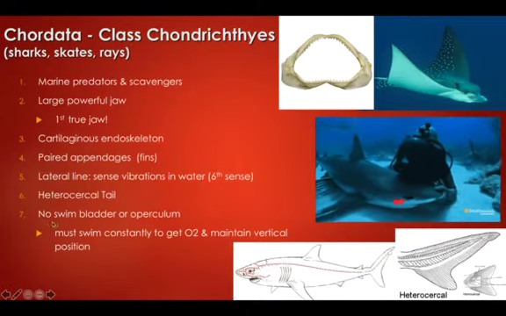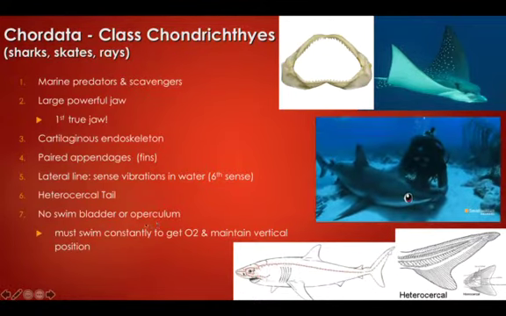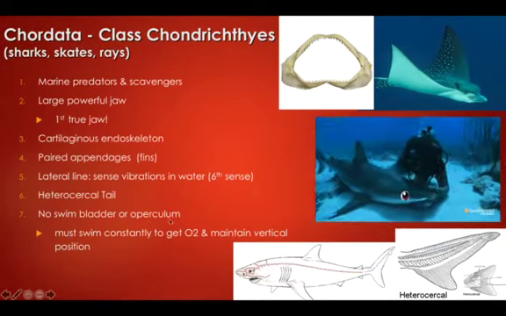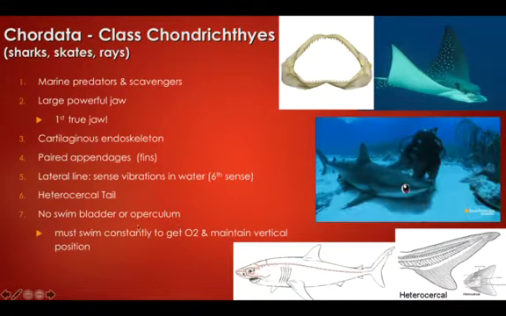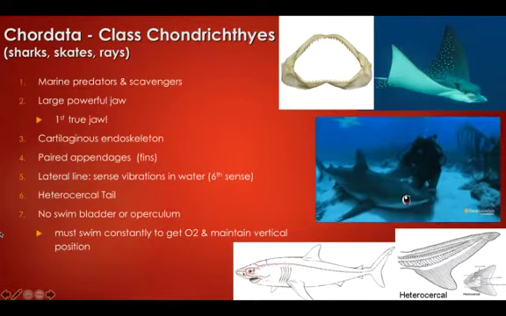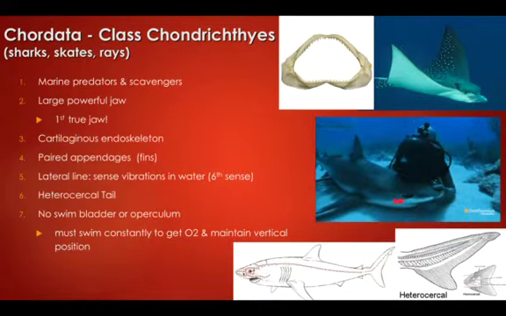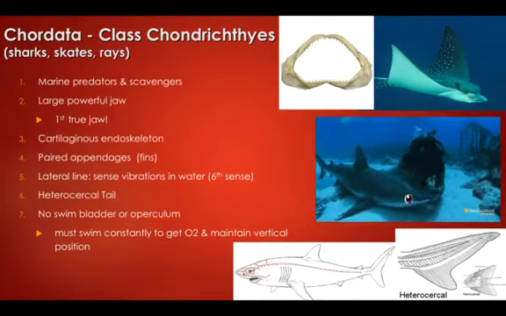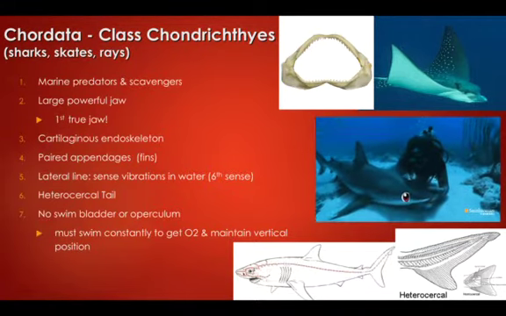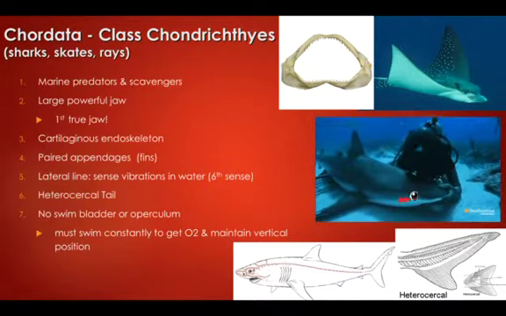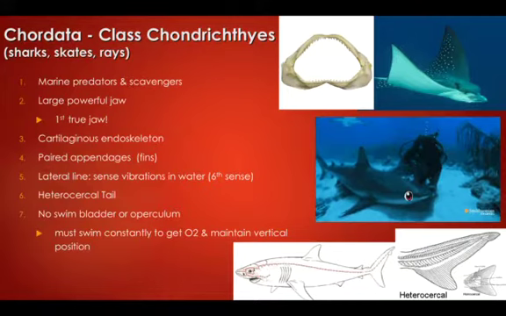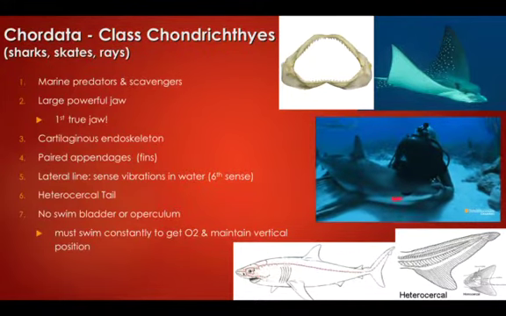Now I put on here no swim bladder or operculum. I put this as they don't have it because this is separating them from the next class we'll talk about, the class Osteichthyes. And I'll go into more detail of what the swim bladder and the operculum do as a function. But because they do not have these structures, they most of the time have to constantly swim. So if they had a swim bladder and an operculum, they could stay in one position and still be able to breathe. But because they lack those structures, they have to swim constantly and maintain a vertical position. Otherwise, they can literally pass out from lack of oxygen.